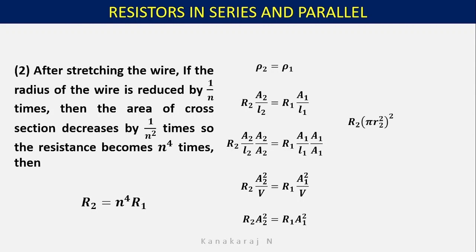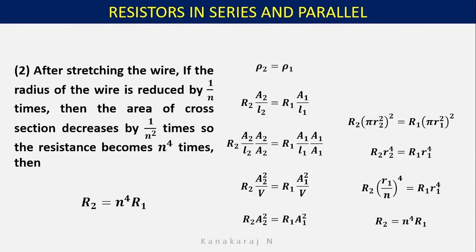Let us replace the area by r square. A2 is pi r2 square, A1 equals pi r1 square. Pi on either side cancels. So capital R2 is the resistance, small r2 is the radius. We replace the radius r2 equals r1 by n because the radius decreases by 1 by n times. r1 on either side cancels. Final expression: R2 equals n power 4 times R1.